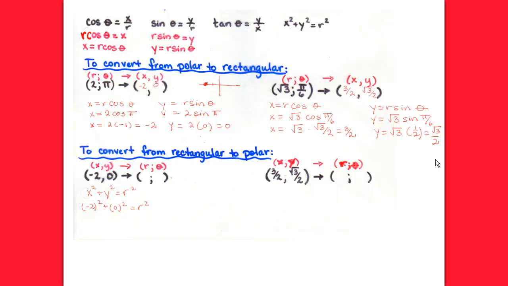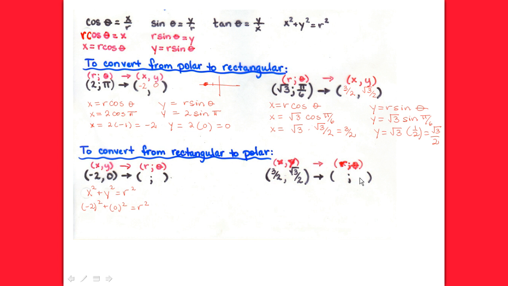All right, so now let's go the opposite way. You'll notice we're going to use the same two points that we already used. So I know what my answer is going to be before I begin. I've got (2, pi) is equal to (-2, 0). So I know (-2, 0) is going to equal (2, pi). I've got (square root of 3, pi over 6) is equal to (3/2, square root of 3 over 2). So (3/2, square root of 3 over 2) I know is going to be (square root of 3, pi over 6).